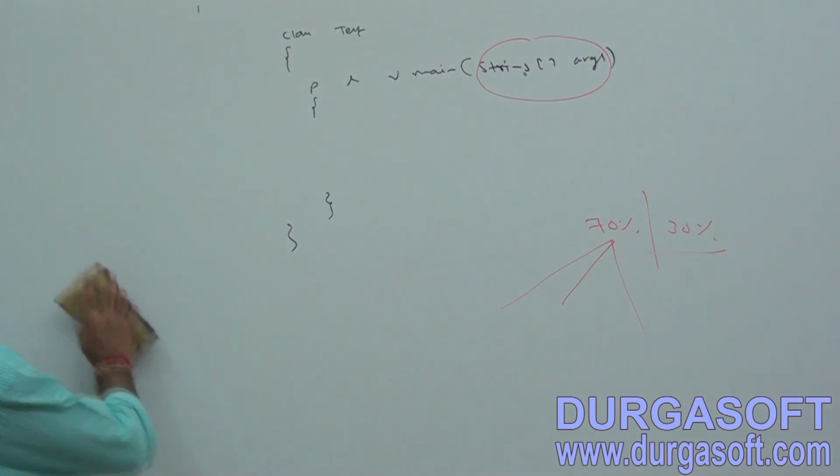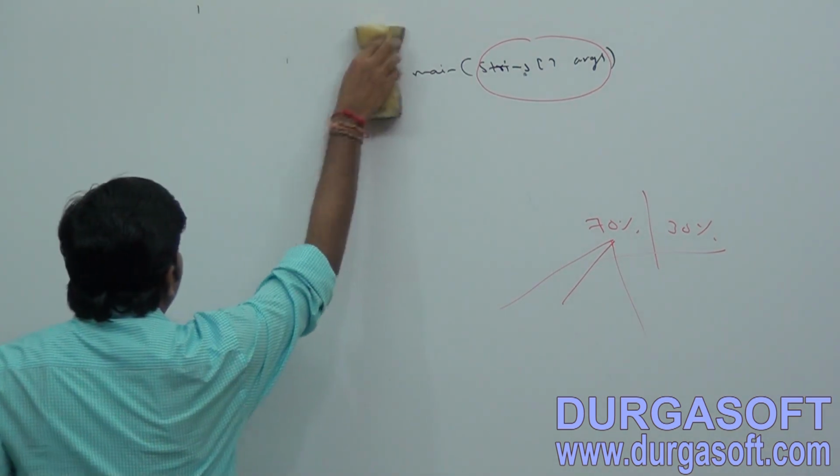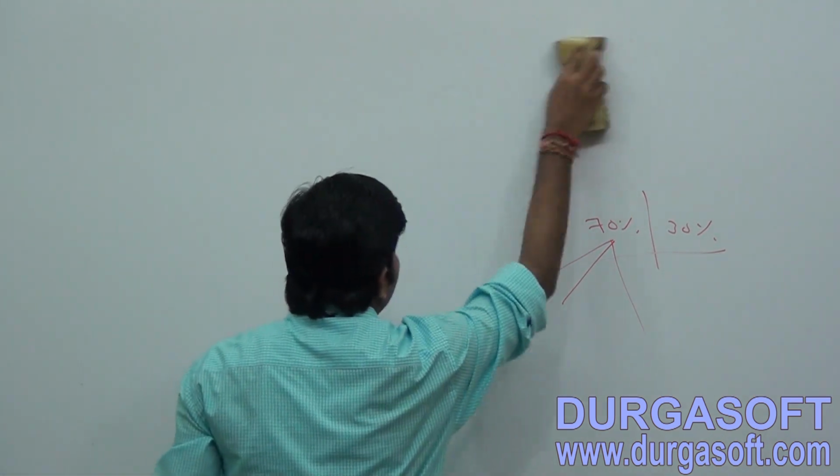Okay, now the next one. There are 3 or 4 cases. You people should have clarity, right? What is the first case? Case 1, or example 1.